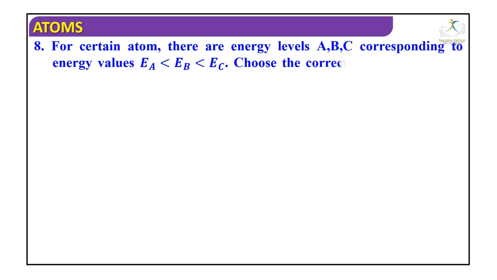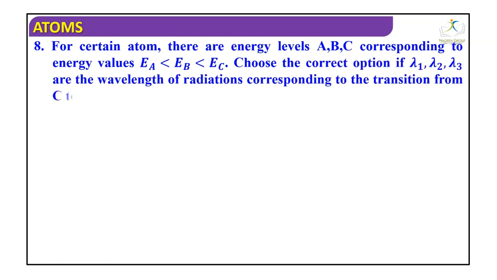Next question. For a certain atom, there are energy levels A, B, C corresponding to the energies such that EA is less than EB is less than EC. Choose the correct option if lambda 1, lambda 2, lambda 3 are the wavelengths of radiation corresponding to the transitions from C to B, B to A and C to A respectively.